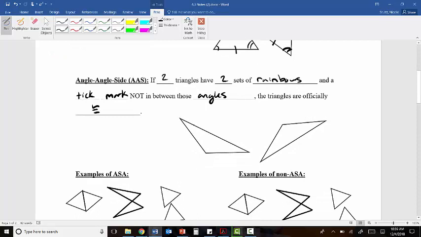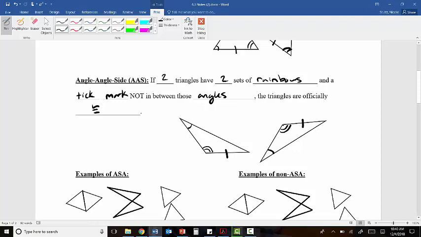AAS, that's a little stranger. So you still have two sets of angle markings. So maybe here and here, and right here and right here. You will have a tick mark that's not in between those angles. So before we put it right here, making angle side angle, but now we're going to put it outside of the rainbows. So the first one would go here, and then the second one would most likely go here.